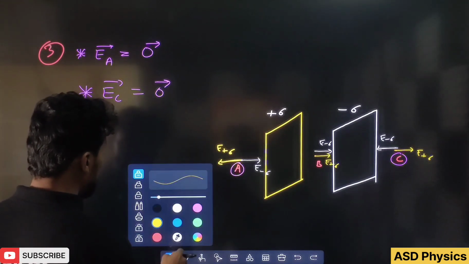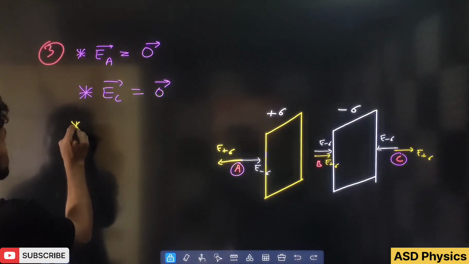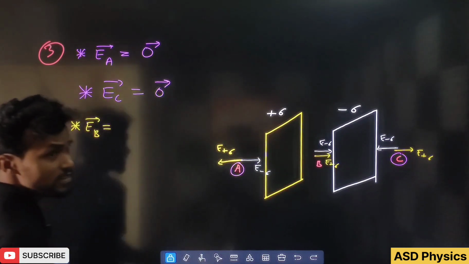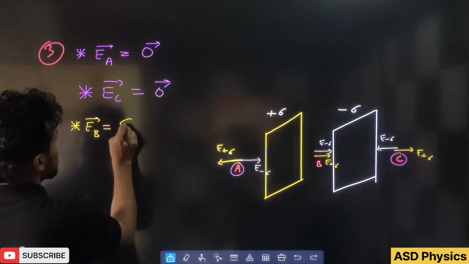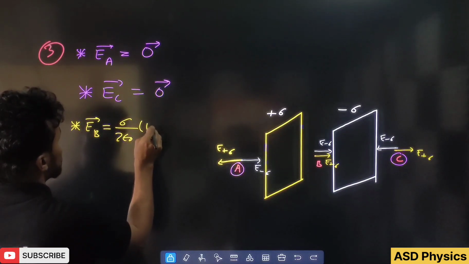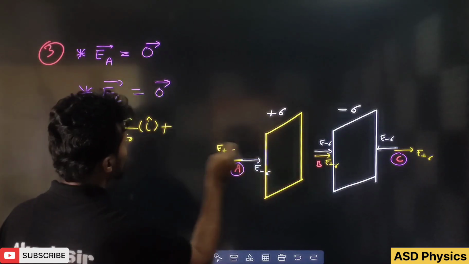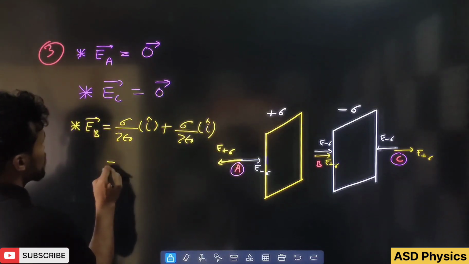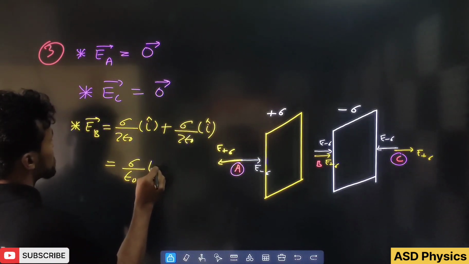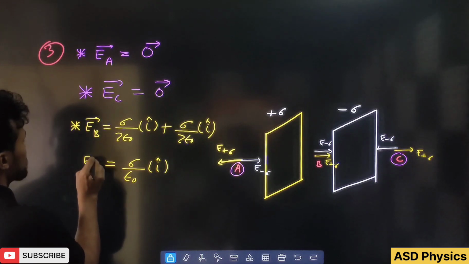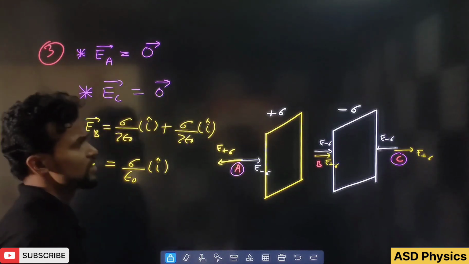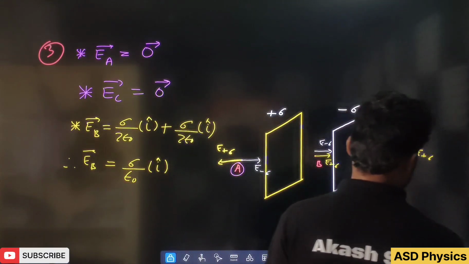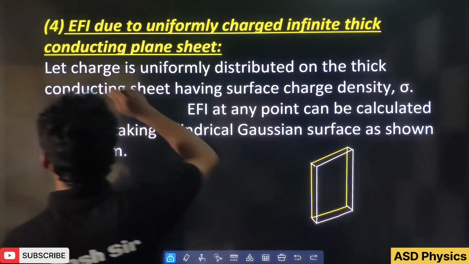But at point B I will write in a very standard vector form because it is very important. E B is equal to, first I write due to the white color sheet, it will become sigma by 2 epsilon naught i cap. Similarly, due to this yellow color, again same story, sigma by 2 epsilon naught i cap. So when you add this, what will come here? Sigma by epsilon naught i cap. Is it, students? So see how easy a way we have done this. Okay, so these cases are very important in the exam. Next one, students, we are going to see.